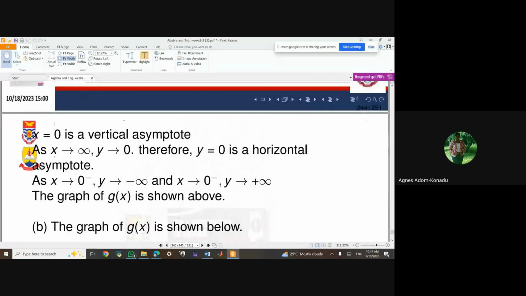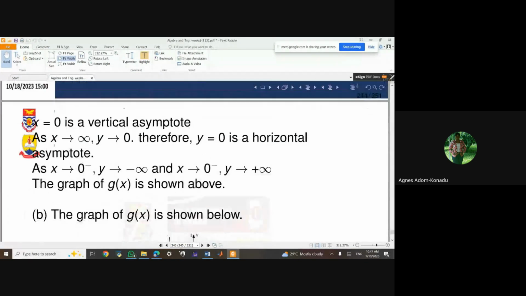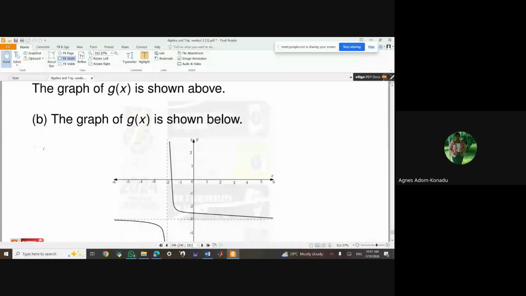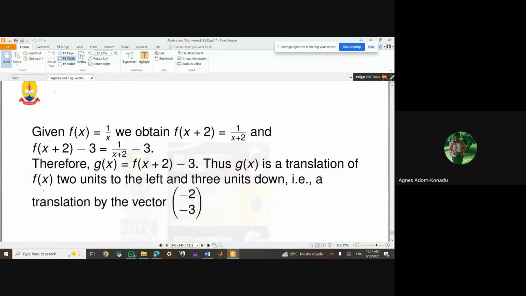Okay, so it says that x equal to 0 is a vertical asymptote, and y approaches 0, therefore y equal to 0 is a horizontal asymptote. As x approaches 0 from the left, y approaches negative infinity. As x approaches it from the right, this will approach positive infinity. So the graph is going to be like this. You are just using translation. It's moving 2 units to the left and then 3 units down. That is it.